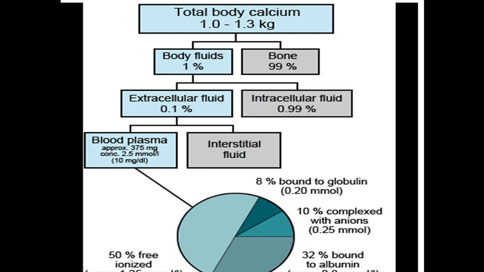90% is in the bone and 1% only in the body fluid. This 1% is divided into intracellular fluid 0.99% and 0.1%, which is a very small amount, in the extracellular fluid, and this is also subdivided into the interstitial fluid and the plasma. The plasma contains 50% ionized calcium, 8% bound to globulin, 32% bound to albumin, and 10% complexed with anions.